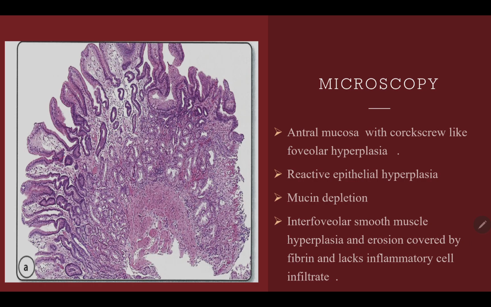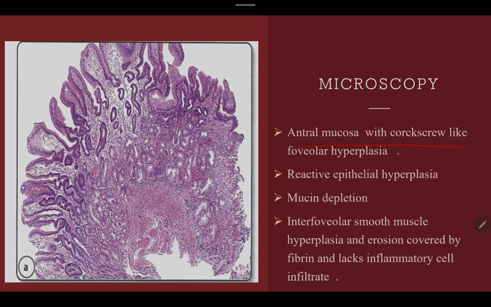So here you can see interfoveolar, here we can see interfoveolar. So these are all the gastric foveolars, and there is interfoveolar smooth muscle hyperplasia. Smooth muscle hyperplasia is seen, and here we can see some erosions, and so these are the findings. The most important typical finding is the antral mucosa shows corkscrew-like foveolar hyperplasia.